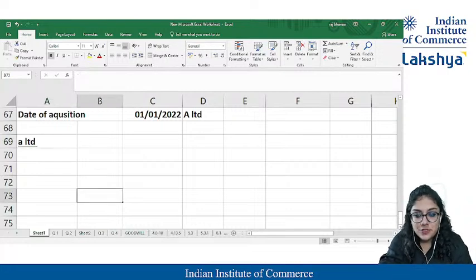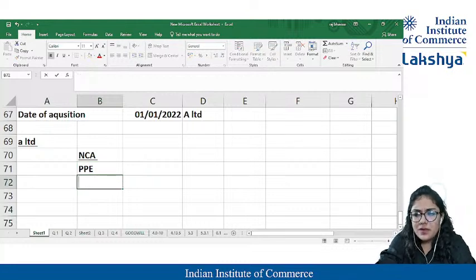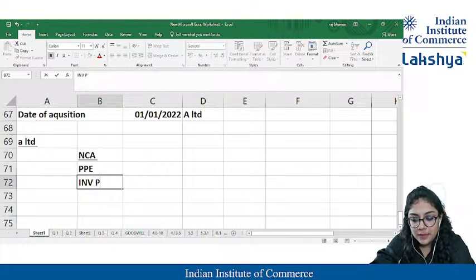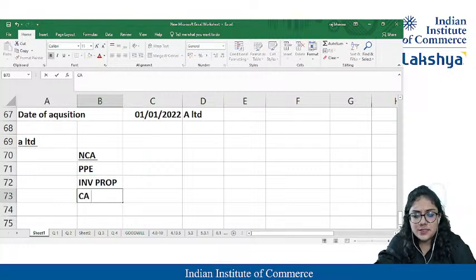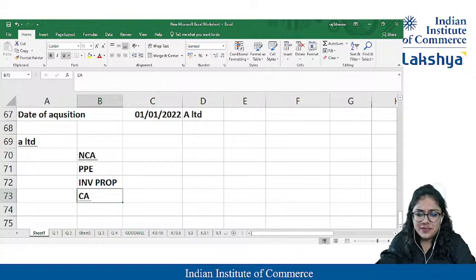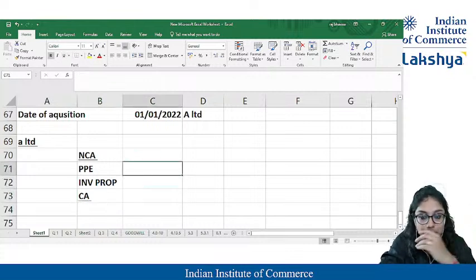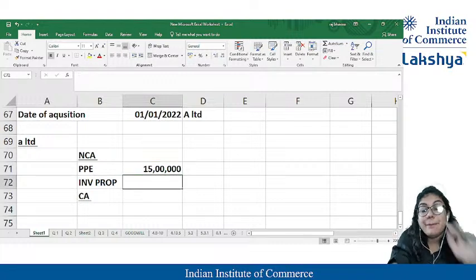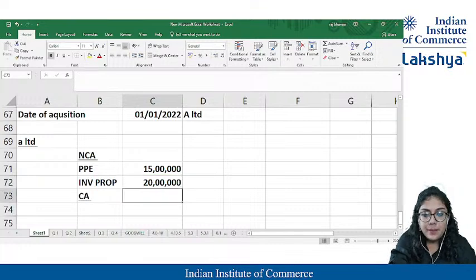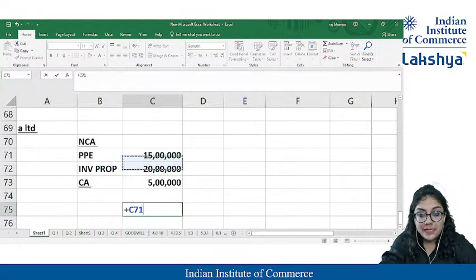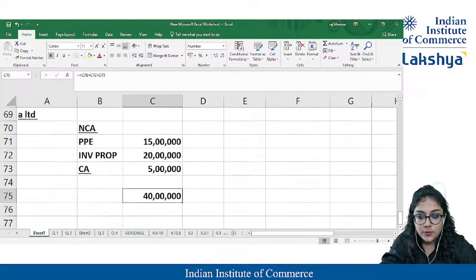In financial statements we have non-current assets. Under that, let's say PPE is there, let's take some investment property, etc. Some current assets will be cash equivalents, bank balance, everything. I'm just taking rough figures. Property, plant and equipment is worth 15 lakhs. My investment property is worth 20 lakhs. My other current assets are worth 5 lakhs. So my total assets are shown at 40 lakhs.